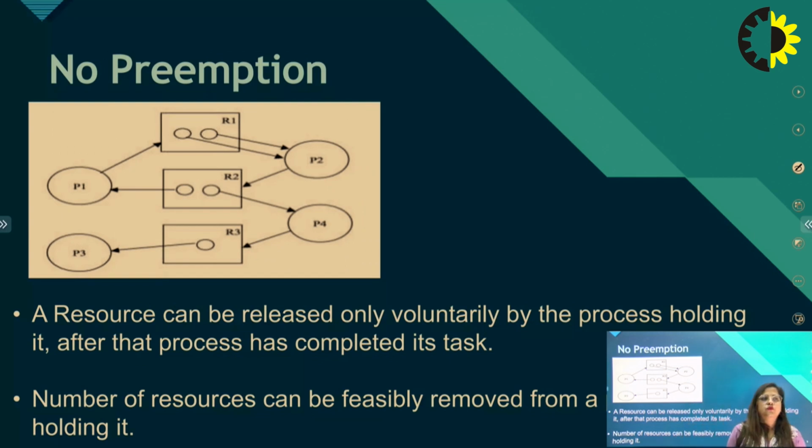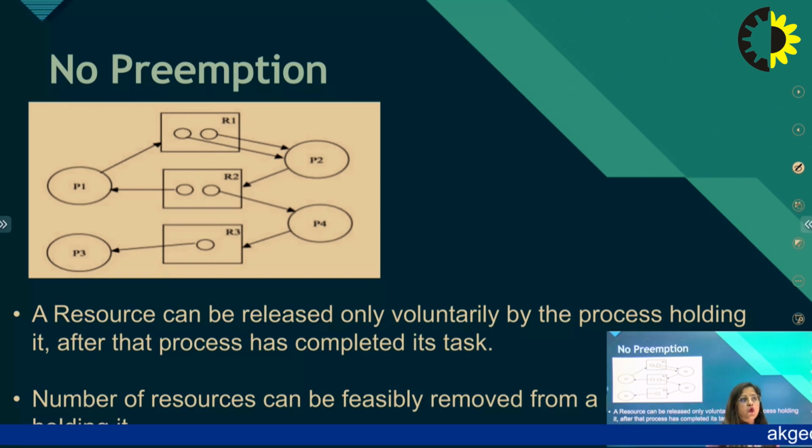Now comes the fourth condition, non-preemption. What is non-preemption? It means no priority is required. If you have a number of processes P1, P2, P3, P4 in your operating system that want to use the CPU and want to use any resource for execution, then according to this, the non-preemption condition is also part of deadlock.